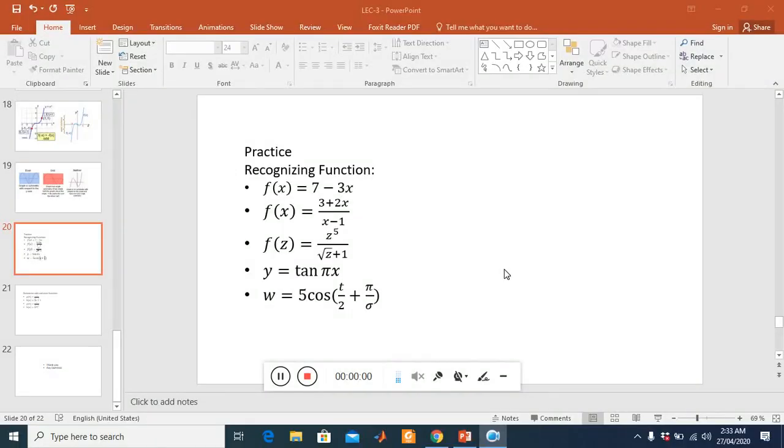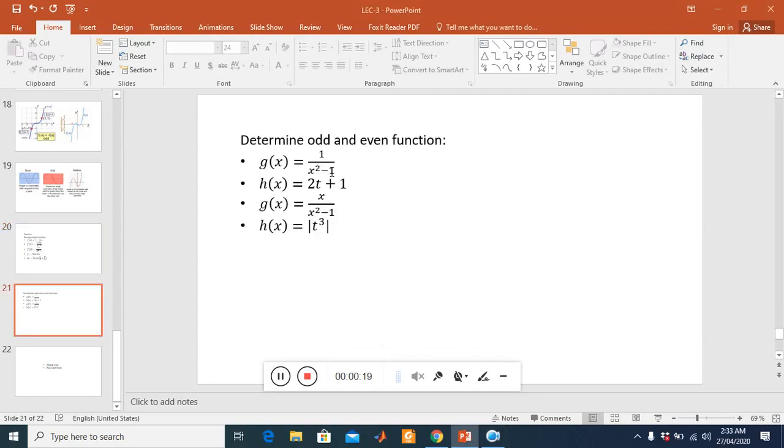Now you recognize the function. Which function is this? Is it an algebraic function, or trigonometric, or polynomial? You can find the type of the function. In this way you can determine whether the function is odd, even, or neither.